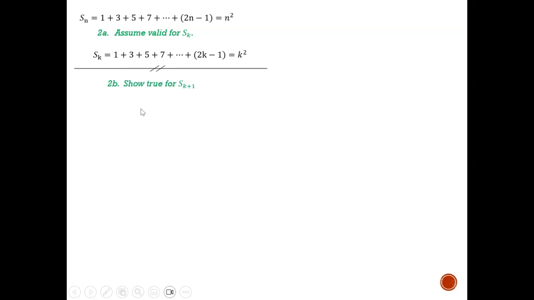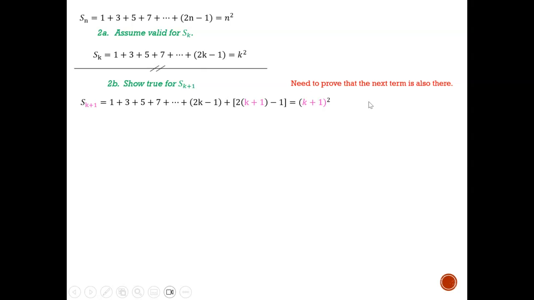Now comes step 3. I have to show true for Sk plus 1. Here's what I'm gonna do. I'm gonna write Sk, which is 1 plus 3 plus 5 plus 7 plus 2k minus 1. Now I'm gonna add k plus 1, because that means that I have to show that the next term is also in there. So I'm gonna plug in k plus 1 right here and also on the right side. That needs to prove that the next term is also there. What term? This whole thing here is the next term. But when I do it on the left, I have to do it on the right. So I'm going to add k plus 1.